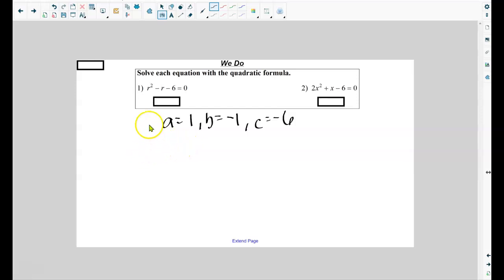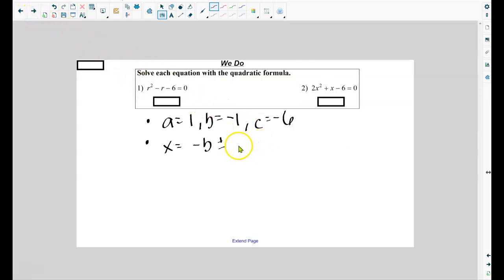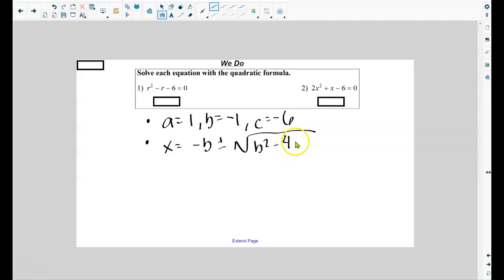So you definitely want to have the quadratic formula. Just get used to writing it. It's negative b plus or minus the square root of b squared minus 4ac, over 2a. b squared minus 4ac over 2a.